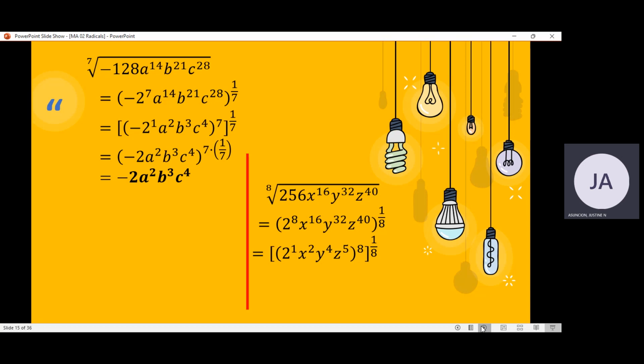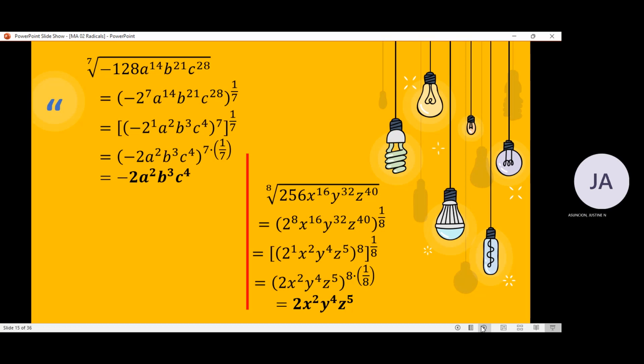Therefore, the eighth root of 256 x raised to 16, y raised to 32, z raised to 40 is 2x squared, y raised to 4, z raised to 5.